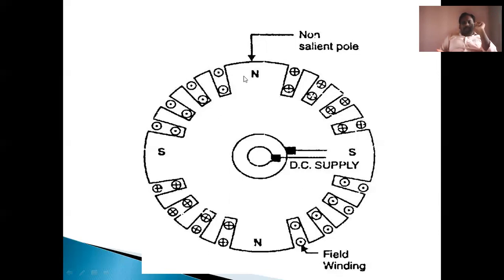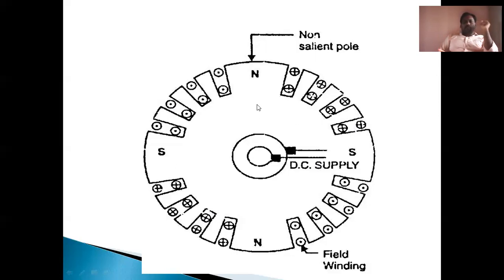What happens in this cylindrical structure? Slots are provided like this. See here, these are the slots. In these slots, the field winding is mounted. These circles and dots represent the field winding. When a DC supply is provided through slip rings or brushes, current flows to the field winding. Then field flux is produced. The required field flux is established in this rotor circuit. When conductors cut this rotating, revolving flux, EMF is induced in the stationary armature windings.